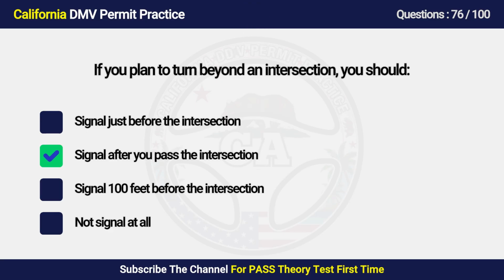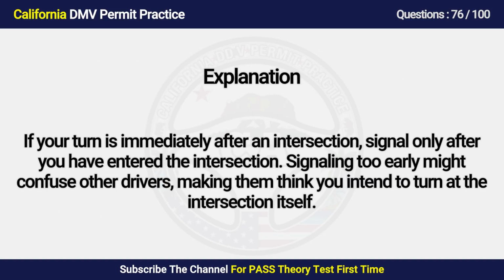Answer is B, signal after you pass the intersection. If your turn is immediately after an intersection, signal only after you have entered the intersection. Signaling too early might confuse other drivers, making them think you intend to turn at the intersection itself.